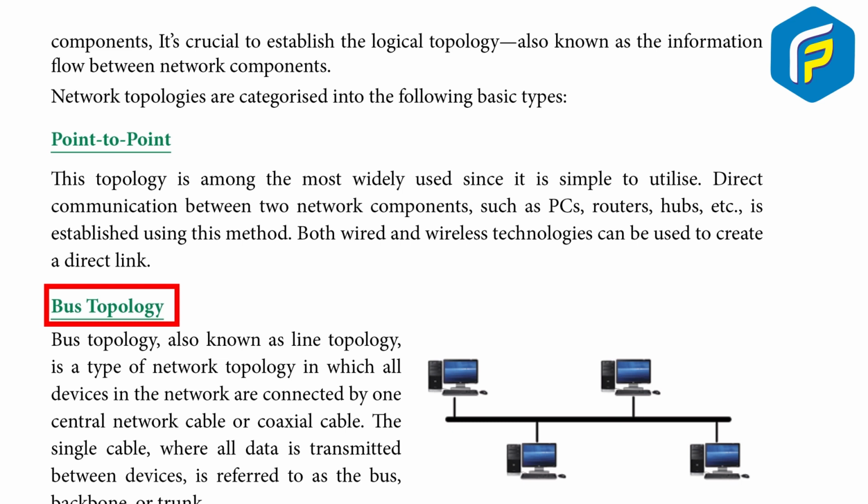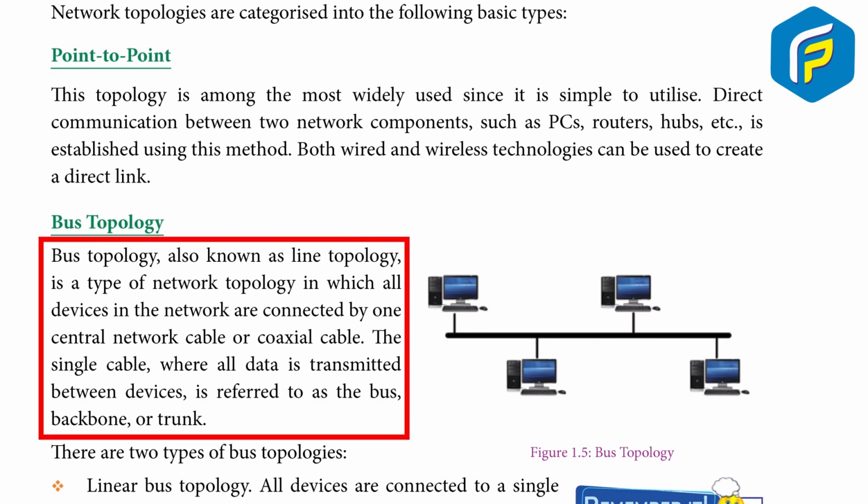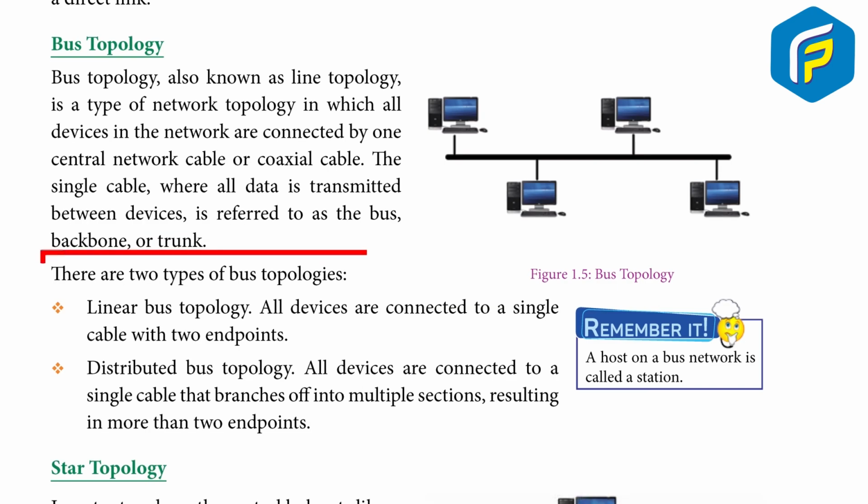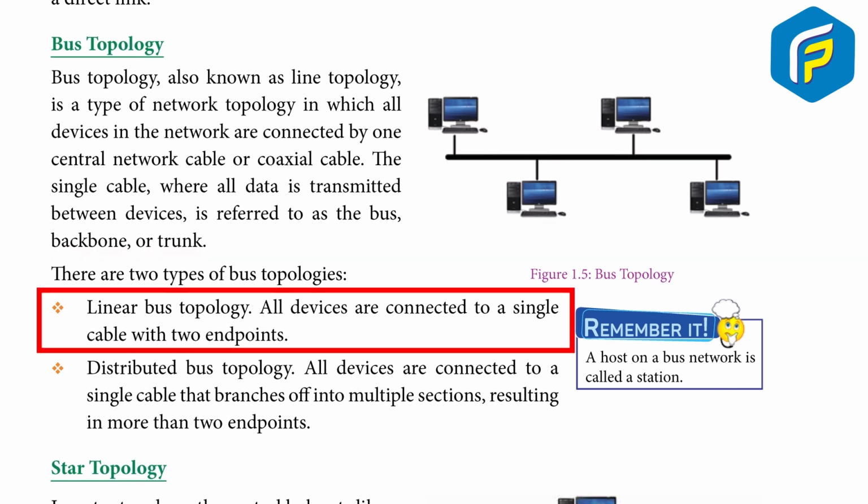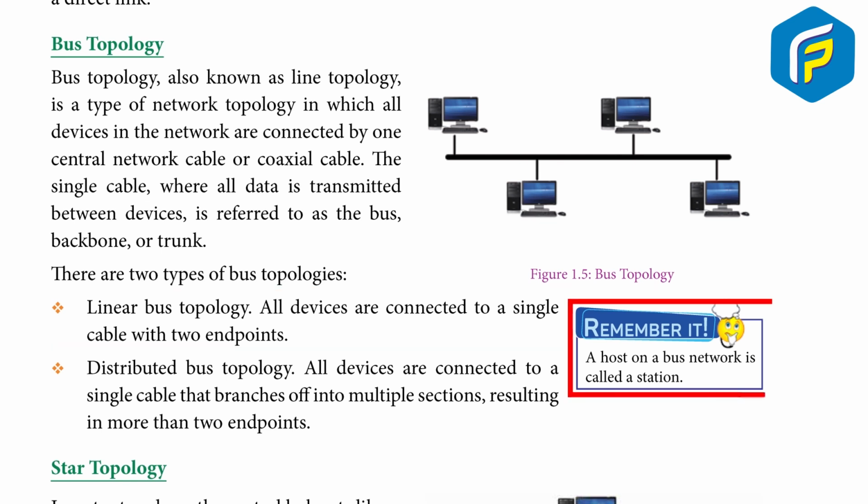Bus topology. Bus topology, also known as line topology, is a type of network topology in which all devices in the network are connected by one central network cable or coaxial cable. The single cable where all the data is transmitted between devices is referred to as the bus backbone or trunk. There are two types of bus topologies. Linear bus topology. All devices are connected to a single cable with two endpoints. Remember it. A host on a bus network is called a station.